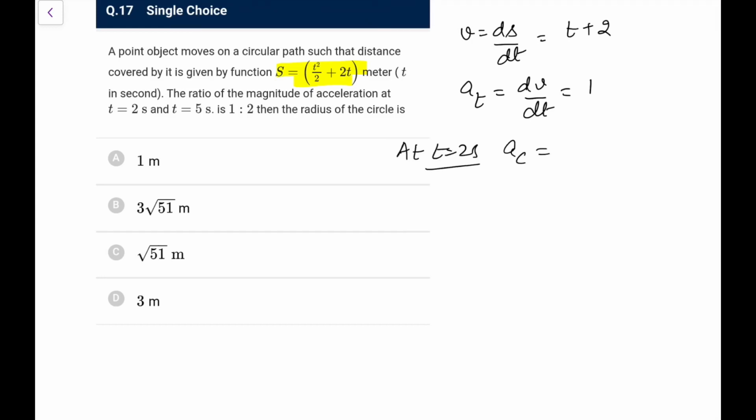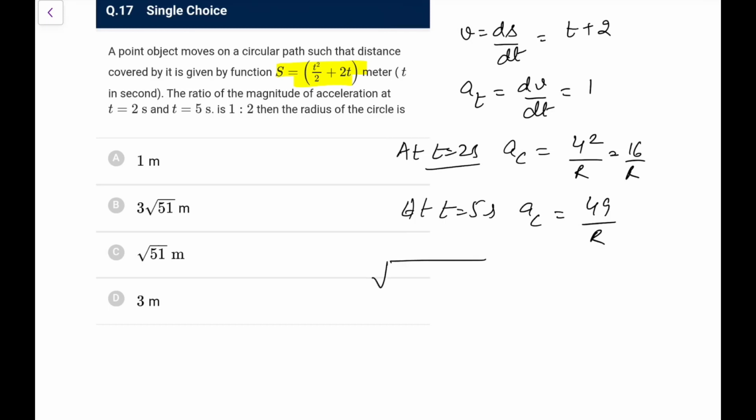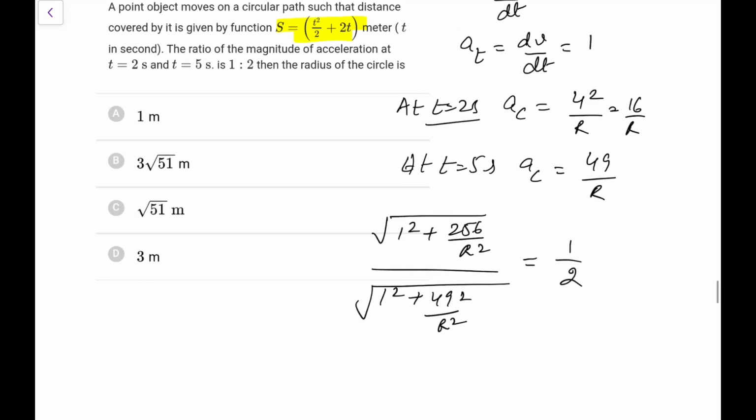a_c would be v square by r, that is 4 square by r, or you can write 16 by r. At t equal to 5 seconds, a_c would be 5 plus 2, 7, 7 square is 49 by r. So now at t equal to 2 seconds, net acceleration square would be 1 square plus 16 square, that is 256 by r square, and at 5 seconds it would be 1 square plus 49 square by r square. The ratio is going to be equal to 1:2. Square it up. So 4 into (1 plus 256 by r square) is equal to 1 plus 49 into 49 by r square.